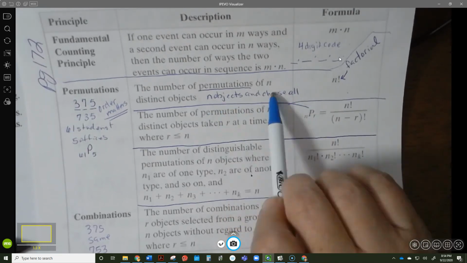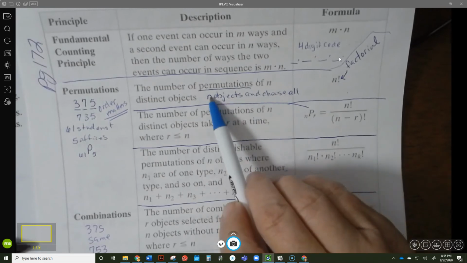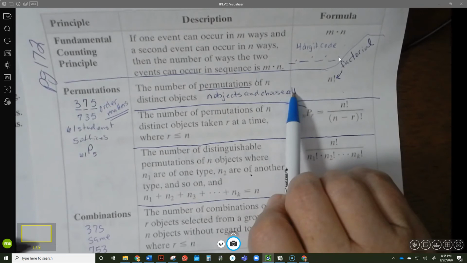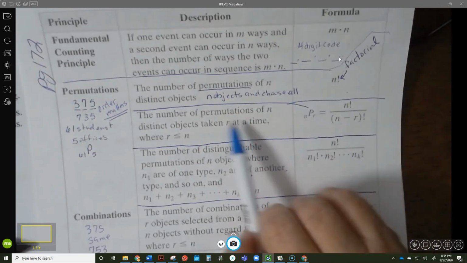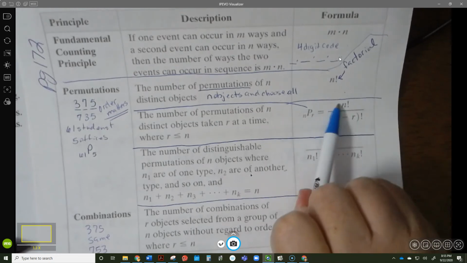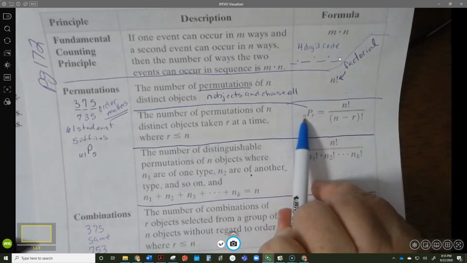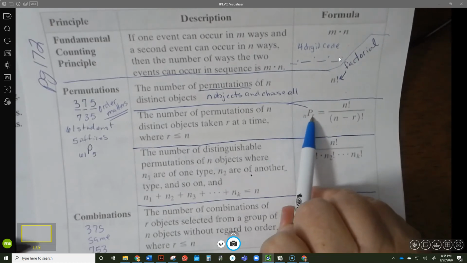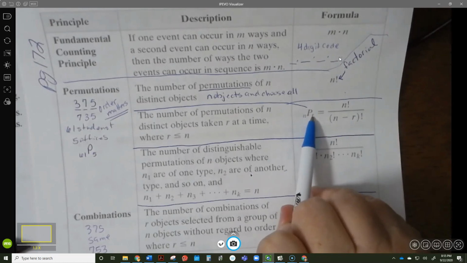So that's the difference I'm talking about here. We have this many objects, and we're going to choose all of them and figure out how many different ways we can arrange their order. This is the formula that you use, and I will talk about this. This is a P for permutation. We have n objects and we're only going to choose a few of them.